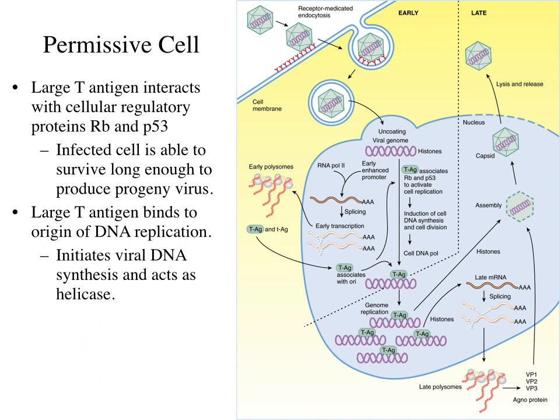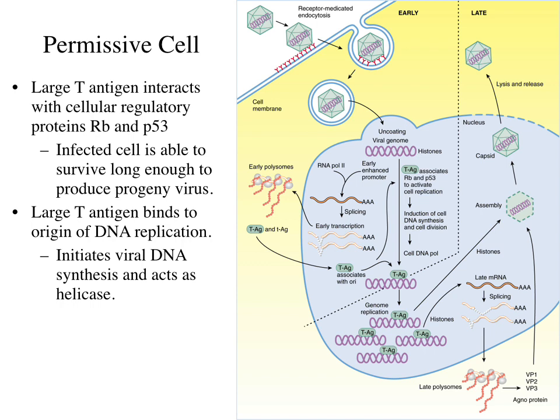In a permissive cell, the large T antigen interacts with the cellular regulatory proteins RB and P53. And remember, the RB protein controls the cell cycle and S-phase gene expression, and P53 blocks the cell cycle and induces apoptosis in response to viral infection. So the large T antigen interacts with these two proteins to prevent that and allow the cell to move into division, into the S phase.